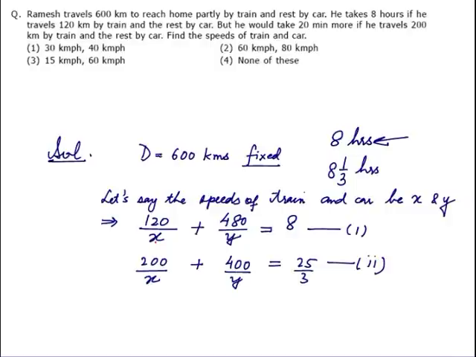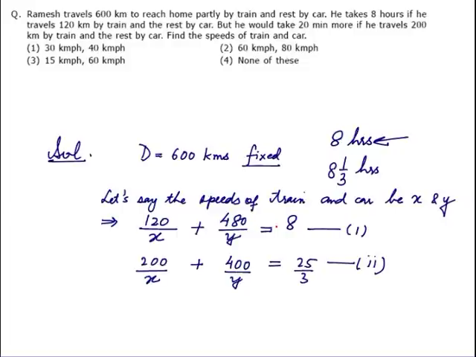If I put 30 here in this equation and 40 here in this equation, I get 120 by 30, which will be 4, plus 480 by 40, which will be 12. So you have 4 plus 12, which is definitely not 8. So option 1 is wrong.